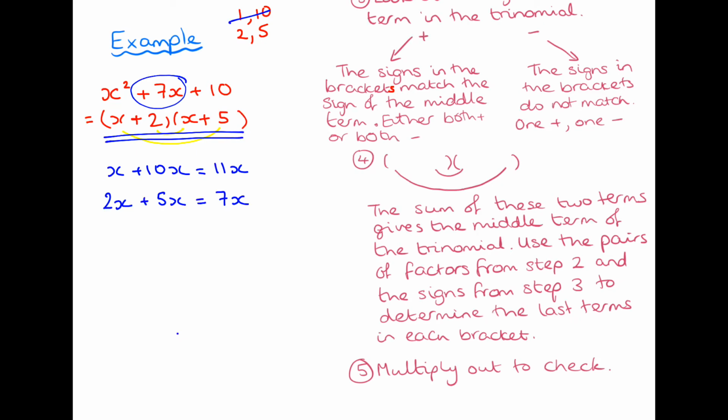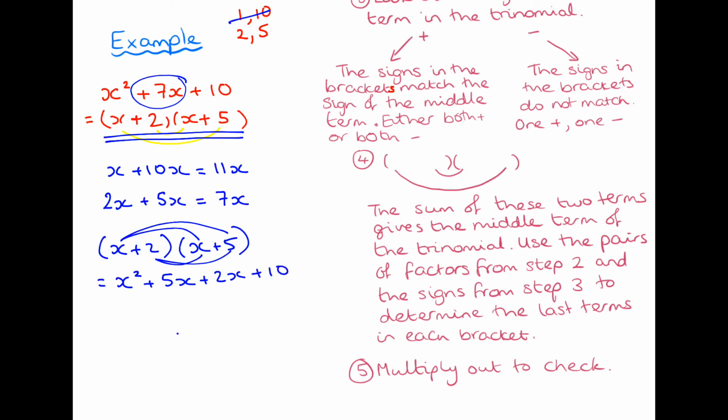Okay, we can multiply it out to check, do a full multiply out, x plus 2 times x plus 5. So we get x times x is x squared, x times 5 is 5x, 2 times x is 2x, and 2 times 5 is 10. So altogether you've got x squared plus 7x plus 10, which is what our starting question was, so we know that our answer here is correct.